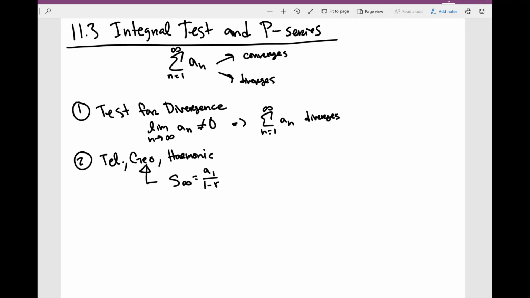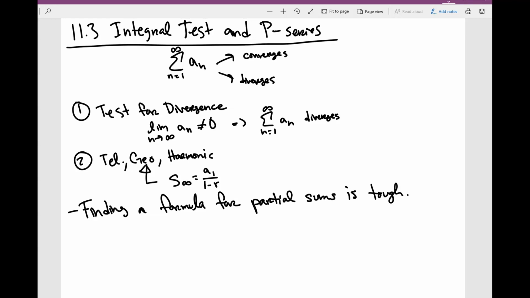The thing is, if I were to give you some other type of series, it's going to be harder to figure out its partial sums. The reason telescoping, geometric, and harmonic were nice is that they have a particular form, but not all series have the same exact form. So finding a formula for partial sums is tough. Generally it is really, really difficult to find a formula.